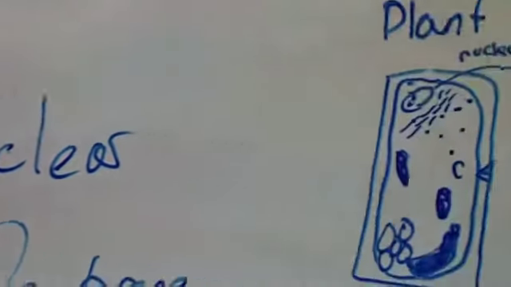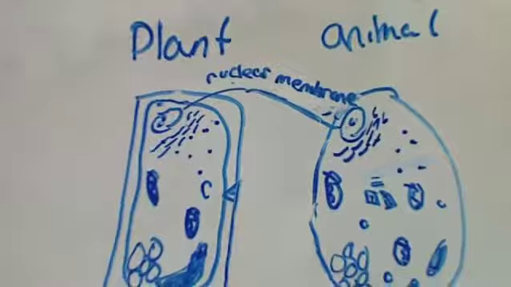Nuclear membrane. Here's the example. The nuclear membrane surrounds the nucleus, and it has something called nuclear pores, which basically control what goes in and out of the nucleus. It belongs to both of the cells.